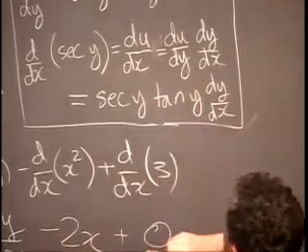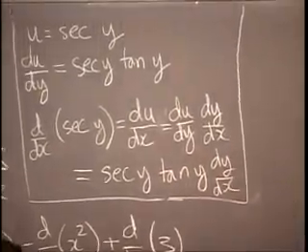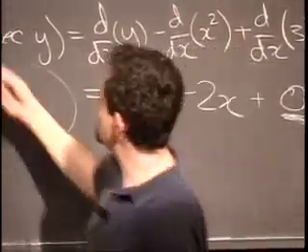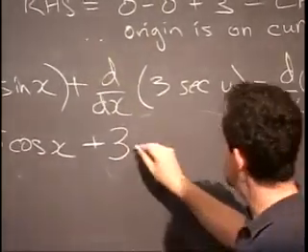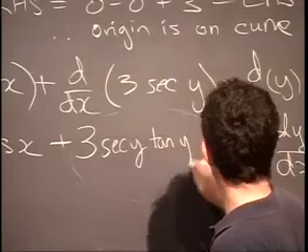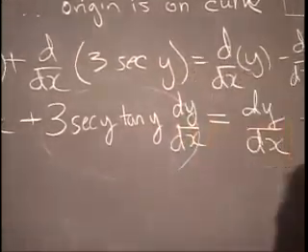Oh, I left out a 3. How did I leave out that 3? Well, you know what? It doesn't matter. 3's go through. Probably I should have let u be 3 secant y. But as I say, the 3 can go through. And we can just do it in this order and write 3 secant y tan y dy/dx equals this.